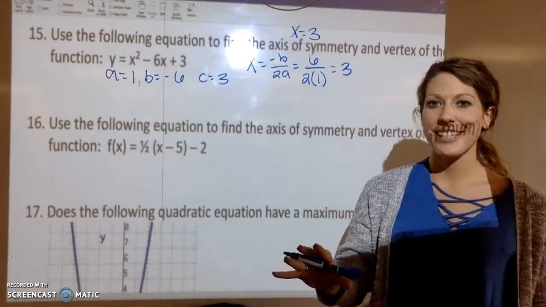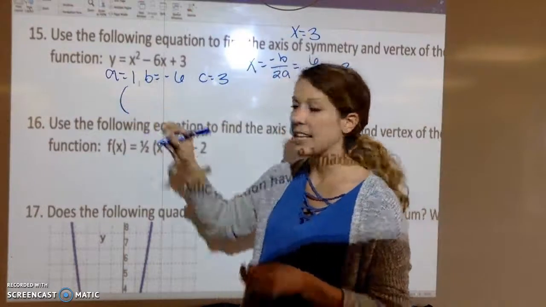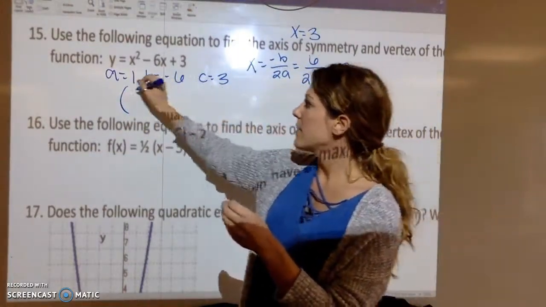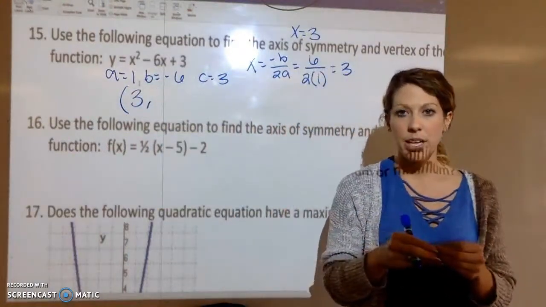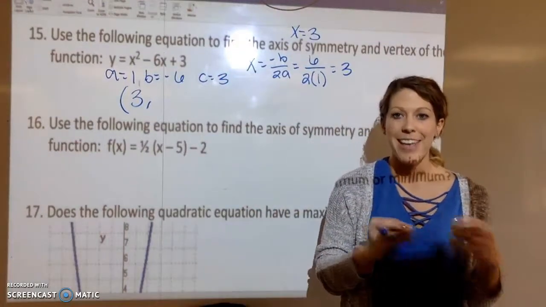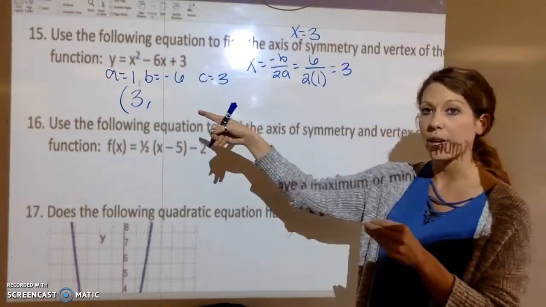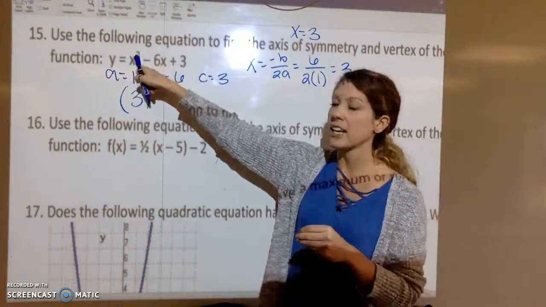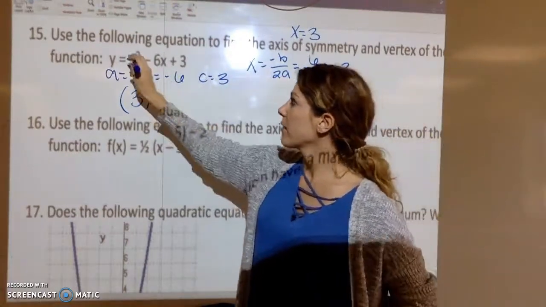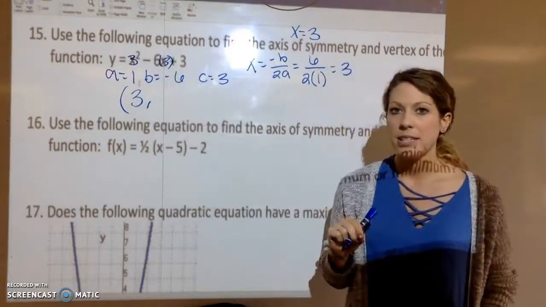Now for the vertex. Your vertex is the ordered pair that's on your axis of symmetry. So we know if x equals 3, then the vertex is going to start with a 3. And then we need to find out what y-coordinate goes with that x-coordinate. To do that, you can make an xy chart, but we really only need to plug in the number 3 to see what y is when x is 3. So if I plug in a 3, now we have 3 squared minus 6 times 3 plus 3.